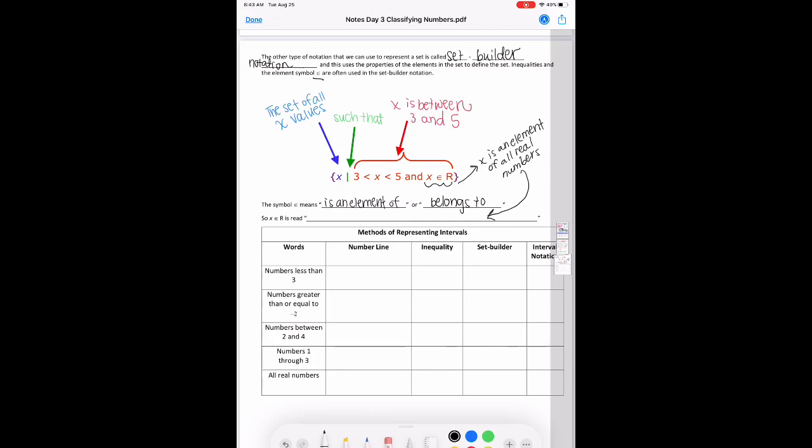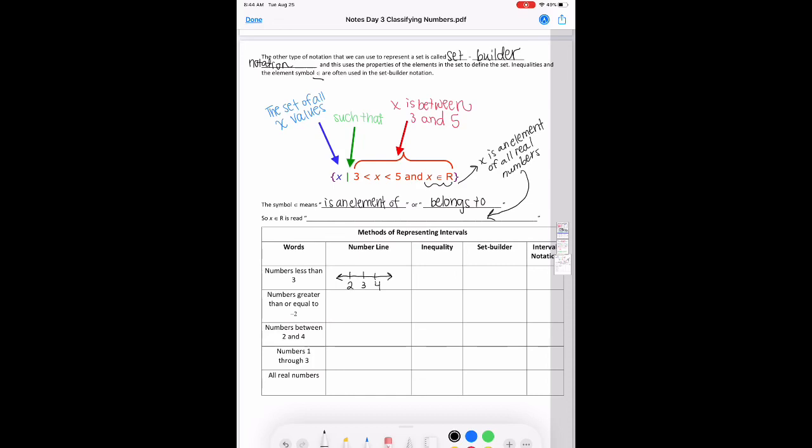Okay, so let's now put all these methods we've been working with all together. In words, let's say we're told numbers less than 3. Well, on a number line, make sure you put your critical number, which is the number you see there, 3. Also, you should put a number less than 3 and a number greater than 3. It's proper to have at least 3 numbers on a number line.